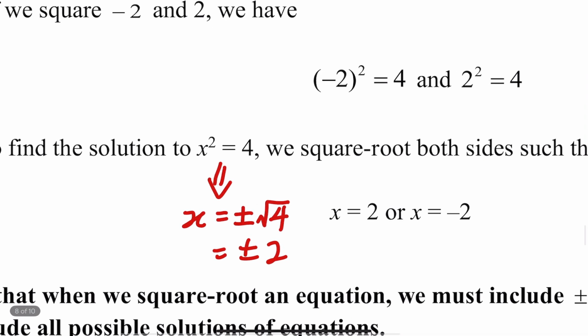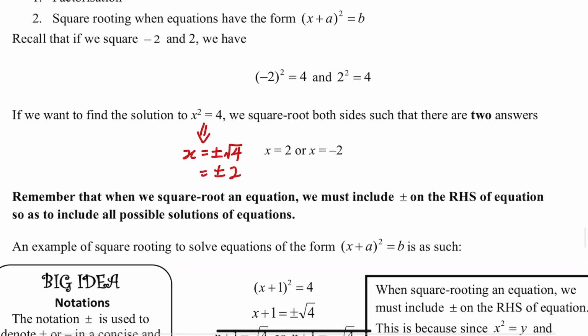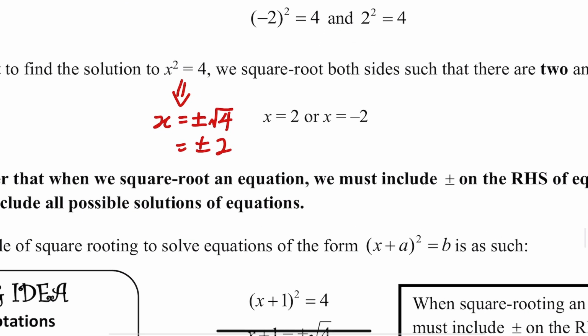So what does this plus minus mean? It means that this answer, 2, can be positive or negative. So if x squared is equal to 4, x can be 2, x can also be negative 2. There are two answers, two solutions, to this equation. We are now learning this new notation called plus minus. When I see plus minus, it means that this answer 2 can be positive or negative.